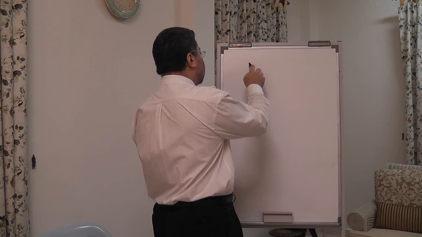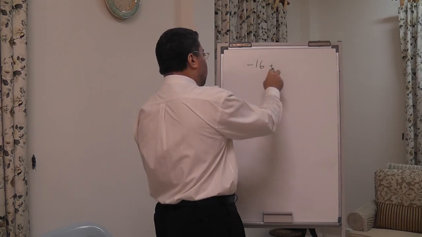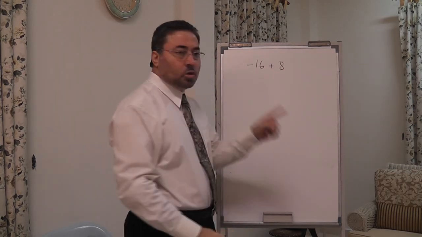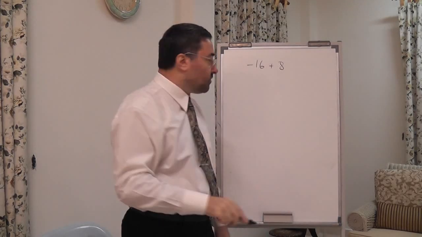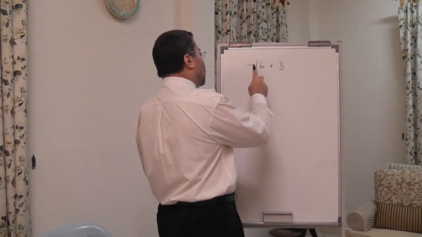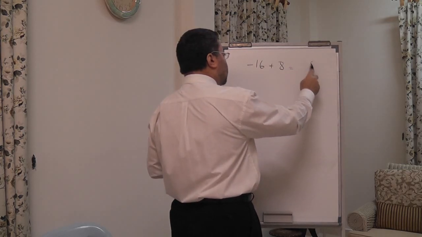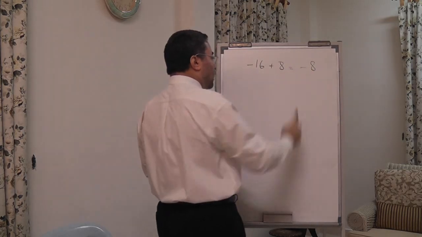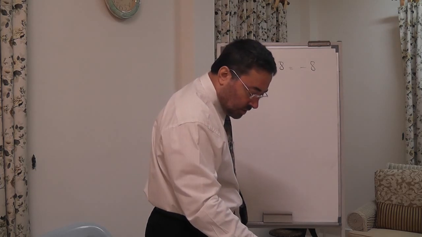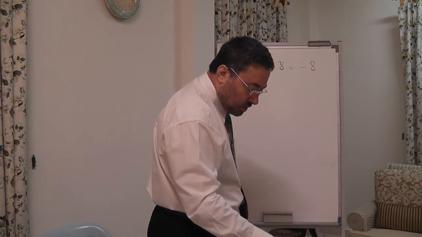Welcome back to Algebra 1 exercise sessions, chapter 2.4, page 55, number 9, minus 16 plus 8. Again, we are going to use the same rules that we used in the previous chapter. Here we have a negative number and a positive. So we simply get their difference, and the sign will be the sign of the larger number, so the answer is minus 8.